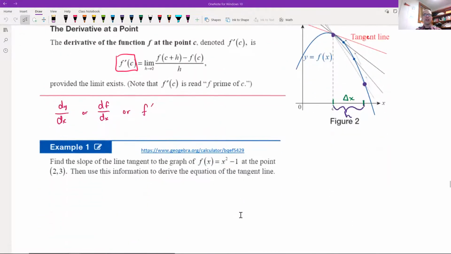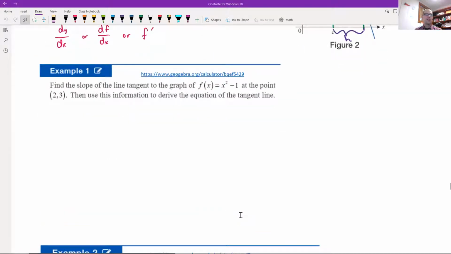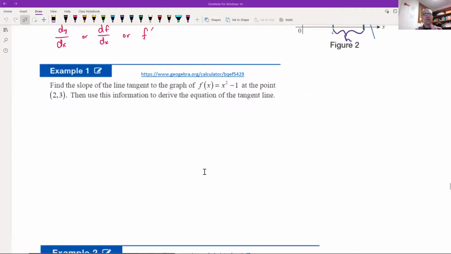So let's take a look at an example or two here. The first one is find the slope of the tangent line to this parabola at the point 2, 3. Then use this information to derive the equation of the tangent line. So we would normally be creating a sequence of secant lines that get closer and closer to what we want to aim for. In this case, instead of going straight to the graph, let's use the definition of the derivative and see what we get.